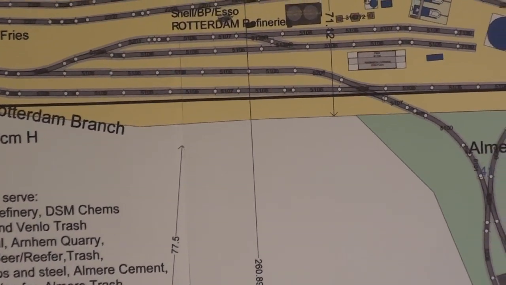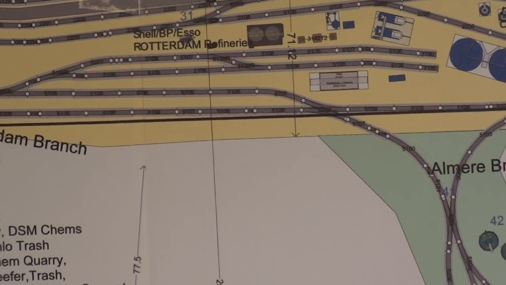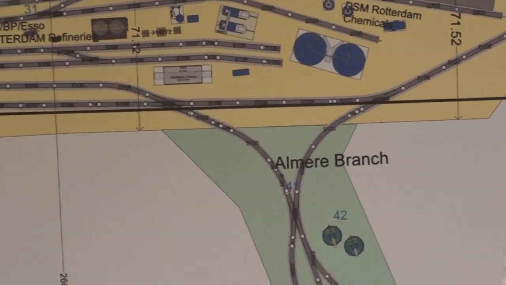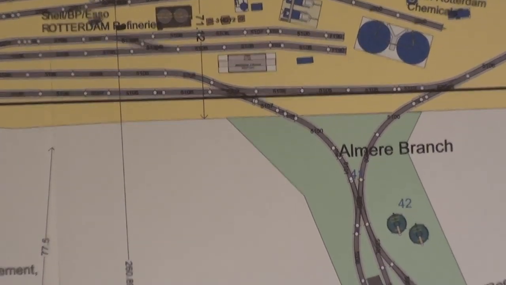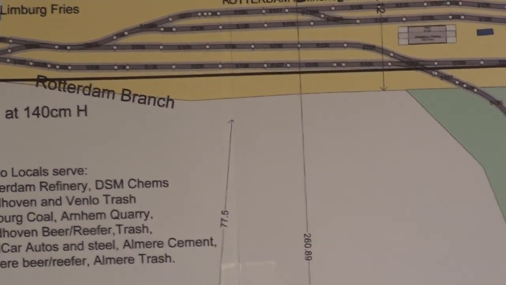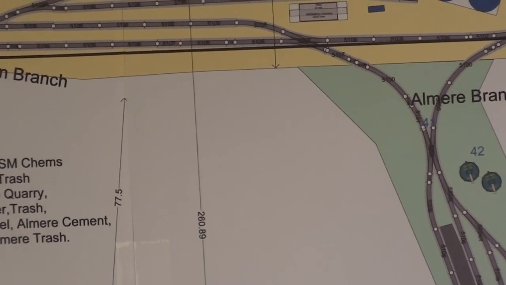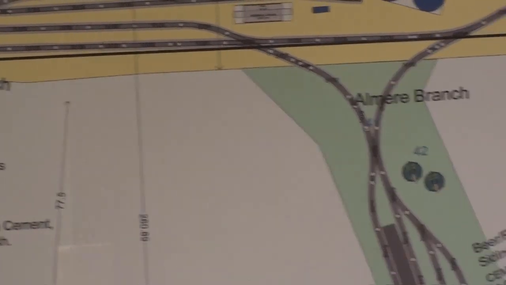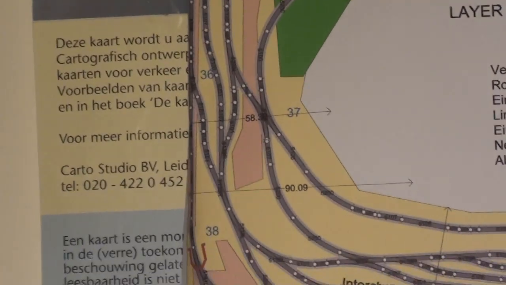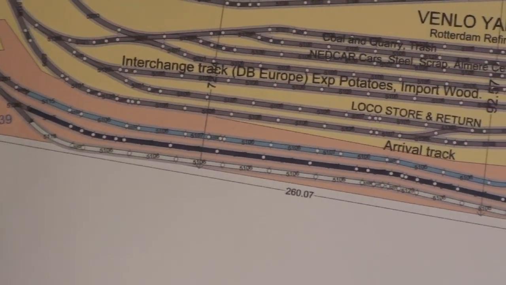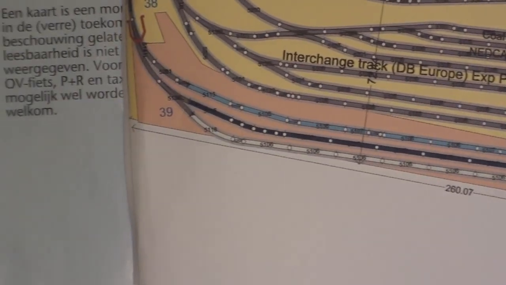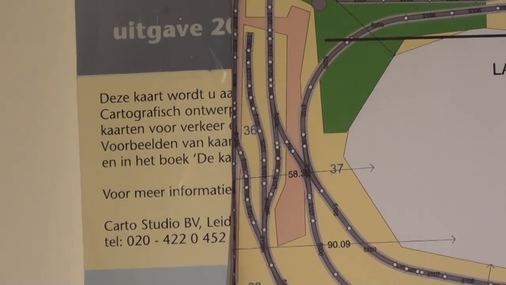And they also service here, forward facing, the Rotterdam refinery area with SOBP Shell refineries, and that'll be mostly tanker trains, picking up tankers, dropping off empty tankers to be filled, etc. And then they'll run around their train and head back to the yard with their cars for reclassification. Another local will pick up cars for the automobile facility.